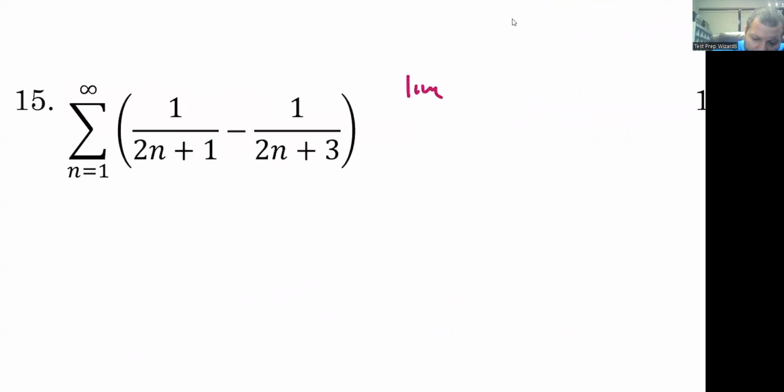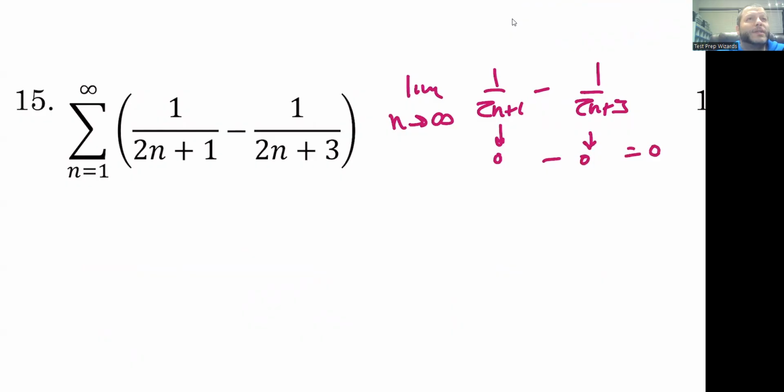So if I took the limit as n approaches infinity of 1 over 2n plus 1 minus 1 over 2n plus 3, this gives us 0. This also gives us 0. So our nth term is equal to 0. Tells us absolutely nothing. Our divergence test was inconclusive. It failed us. We hate you.